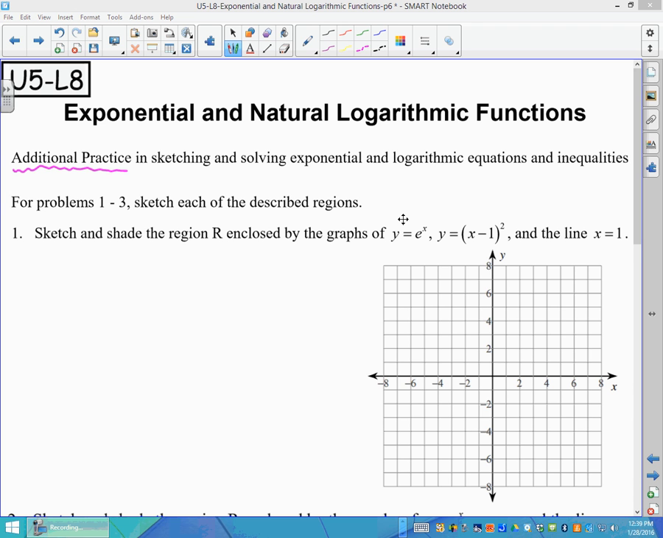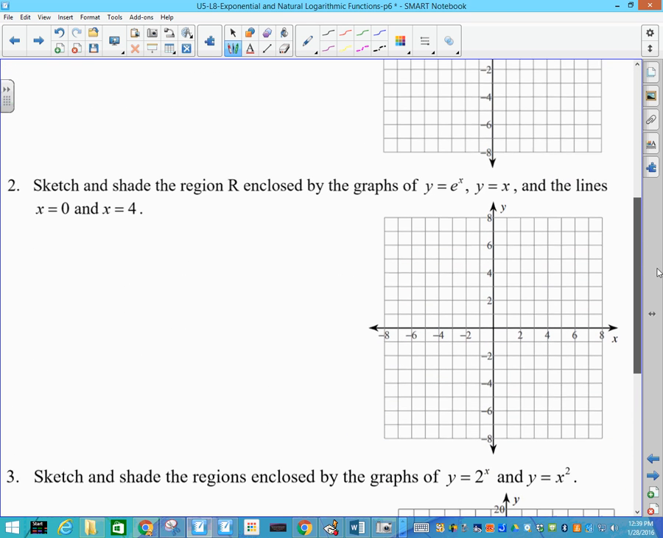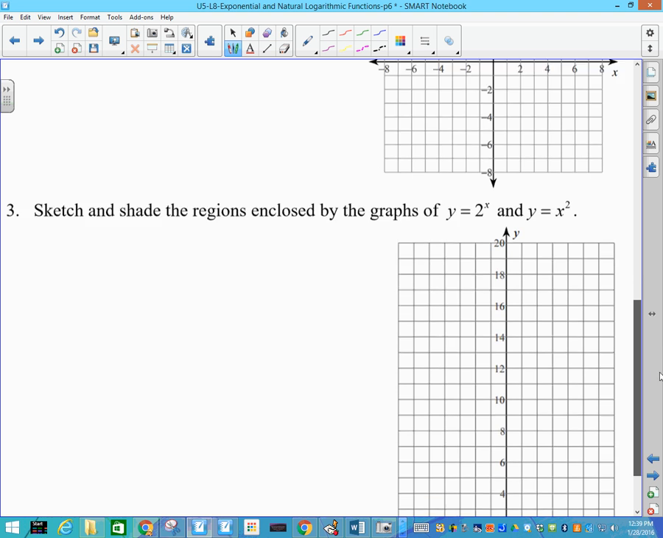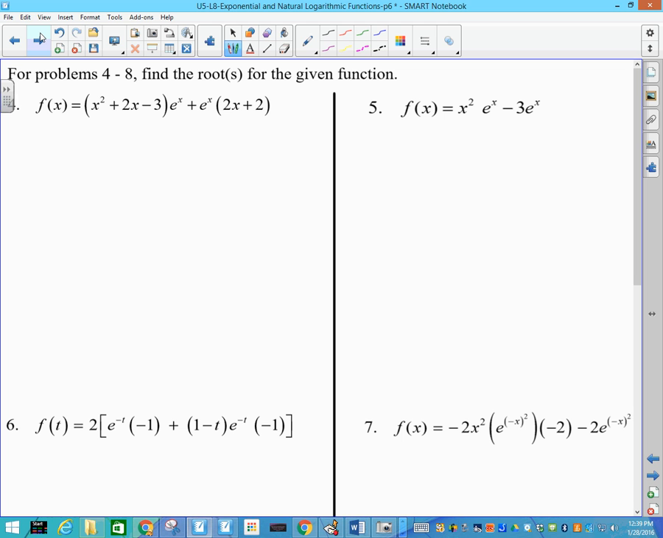So, that being said, when you do this, sketch and shade the region R enclosed by the graph. When you are sketching these graphs on our coordinate planes, I would like to see the key points, if we have any key points that go along with it that we've talked about. All of that should be review. Just make sure you put your key points on there when you sketch your graph and figure out what region is bounded by the equations.